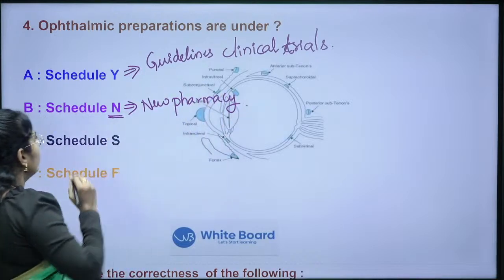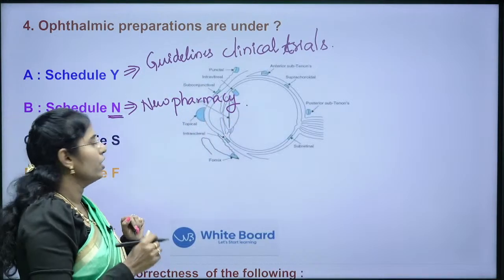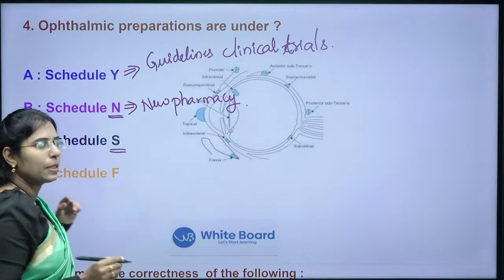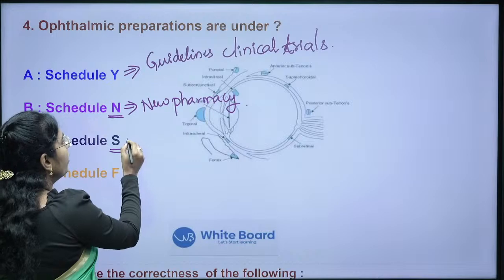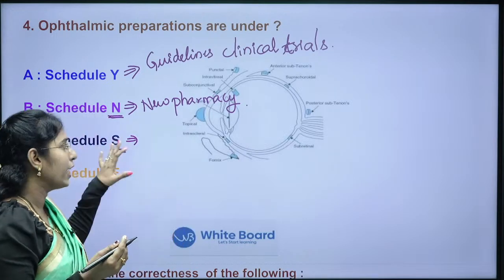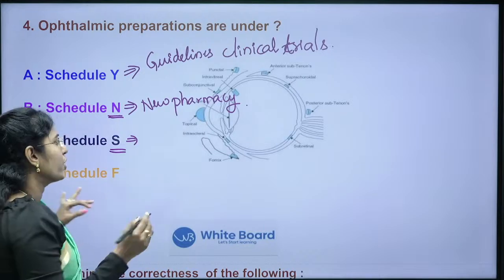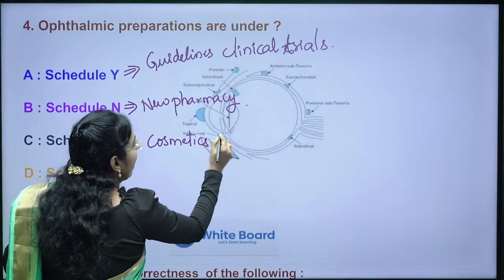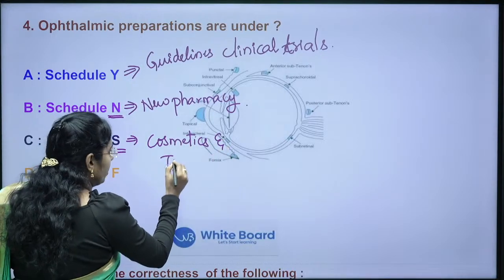Next, coming to the third one, schedule S. S for smartness. Smartness is nothing but we will be using cosmetics, isn't it? So, it includes the standards and regulations for cosmetics and toiletries.